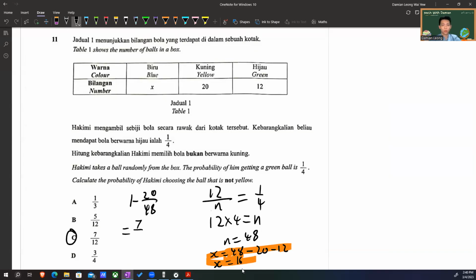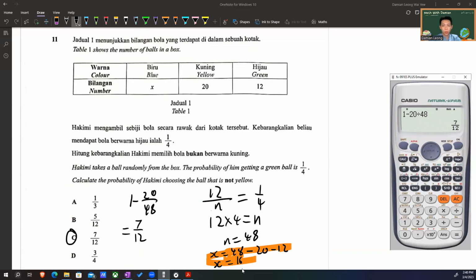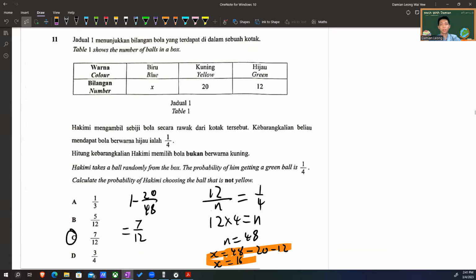7 over 12. Okay, or you put 16 plus 12 divide by 48. Also 7 over 12. So it's up to you how you want to count it. Using complement, total probability equals 1. Or just calculate what is not yellow.